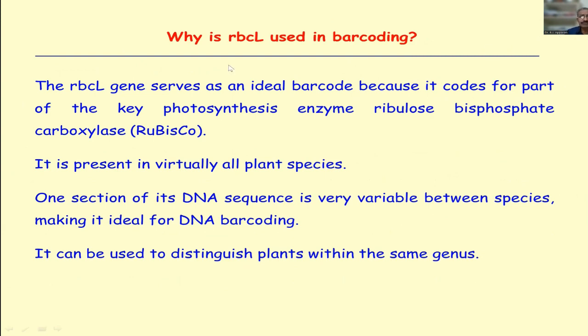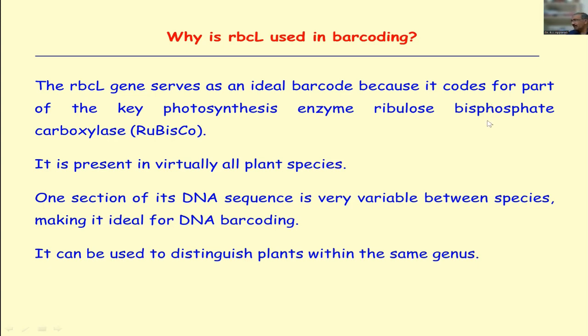Why is rbcL used in barcoding? What are its specific characters? It means we have certain reasons for that. The rbcL gene serves as an ideal barcode because it codes for part of the key photosynthesis engine, that is ribulose bisphosphate carboxylase. It is present in virtually almost all plant species. One section of its DNA sequence is very variable between species, making it ideal for DNA barcoding. So it can be used to distinguish plants within the same genus.